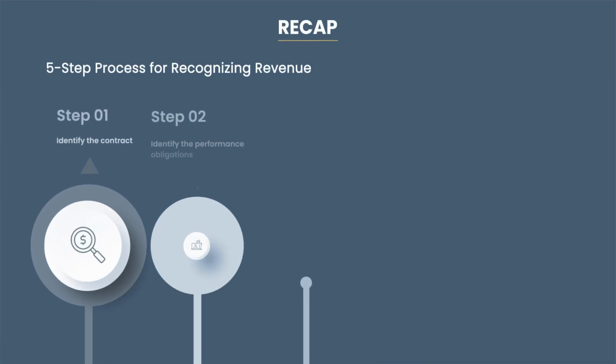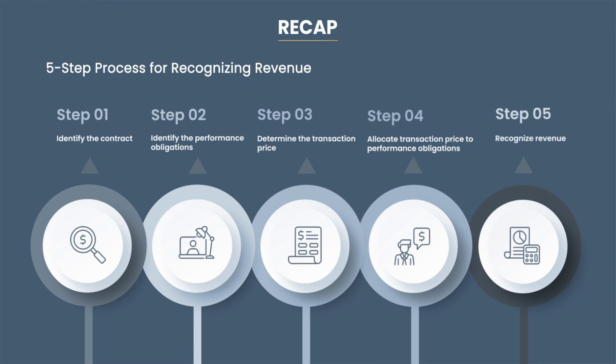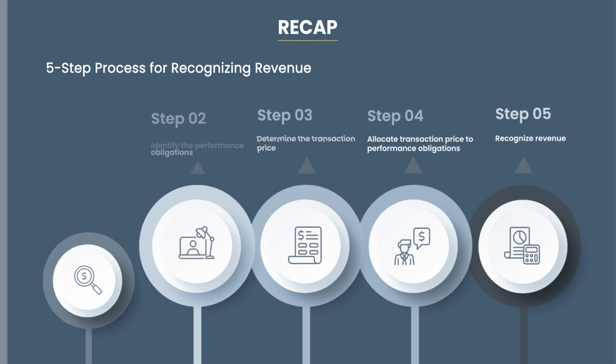We've now gone through the 5 steps of ASC 606 guidance. As a reminder, the 5 steps include identifying the contract, identifying the performance obligations, determining the transaction price, allocating the transaction price to performance obligations, and recognizing revenue.